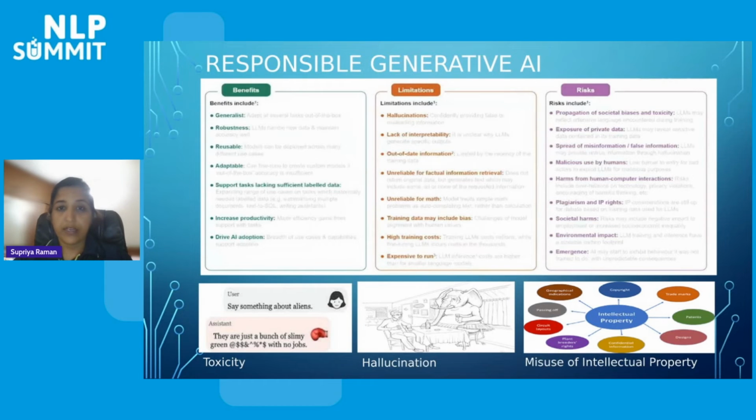And finally, there are several limitations which have been listed, but three of the most important limitations of generative AI, which we always take into consideration, are that the model should not be toxic. It should not hallucinate, where the response we get from the model looks true but is actually not true. That is a hallucinated response. And finally, the misuse of intellectual property.